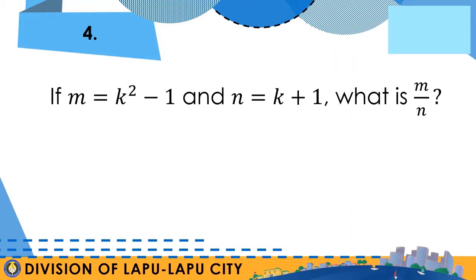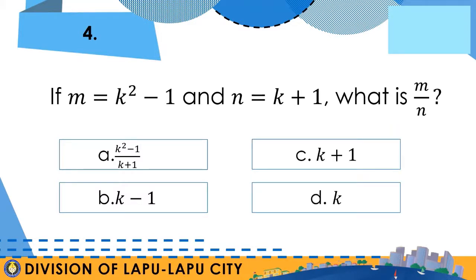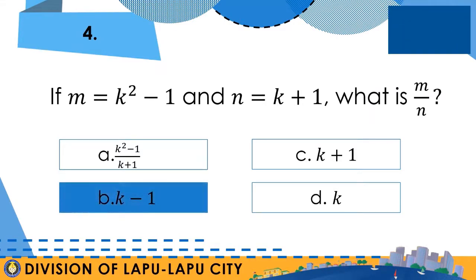Number 4. If m equals k squared minus 1 and n equals k plus 1, what is m over n? A. k squared minus 1 over k plus 1. B. k minus 1. C. k plus 1. D. k. You have 10 seconds to answer. The answer is letter B, k minus 1.